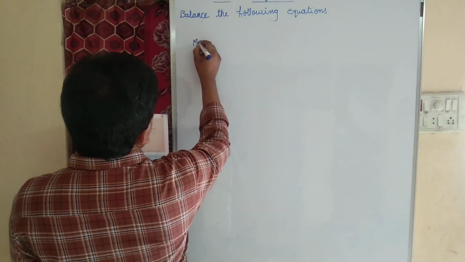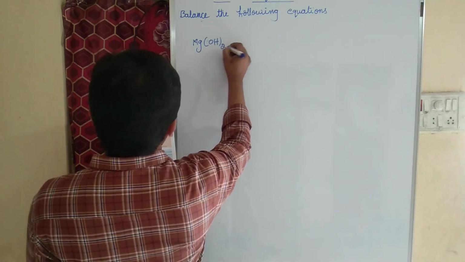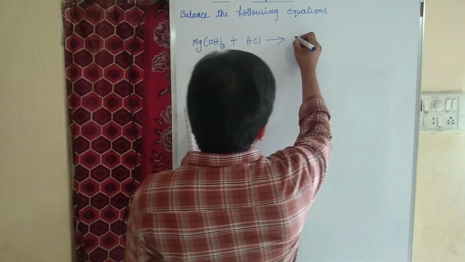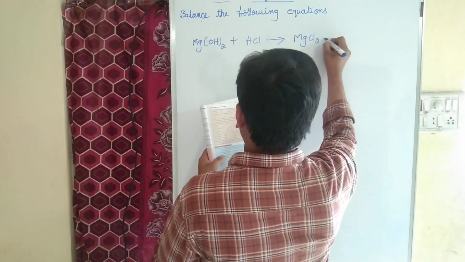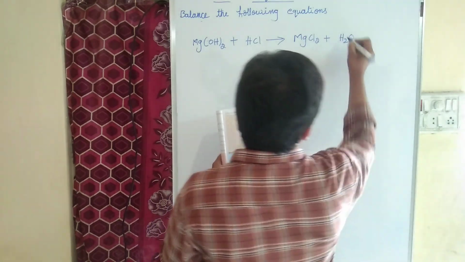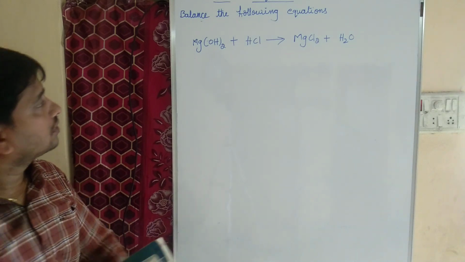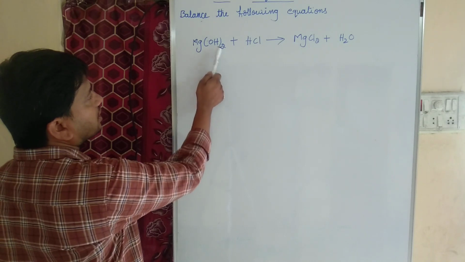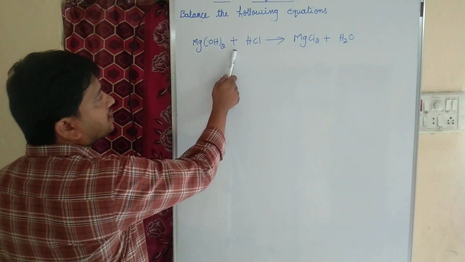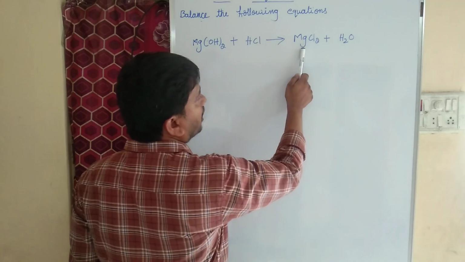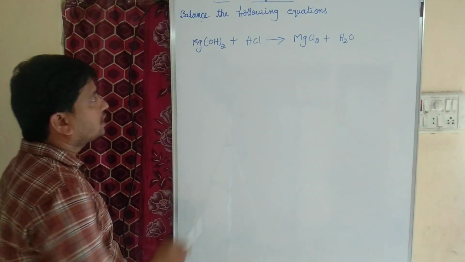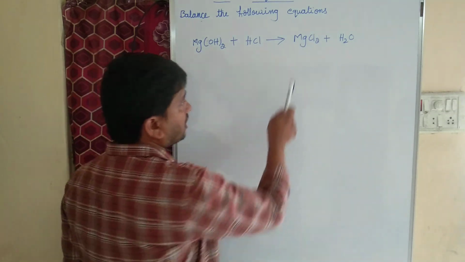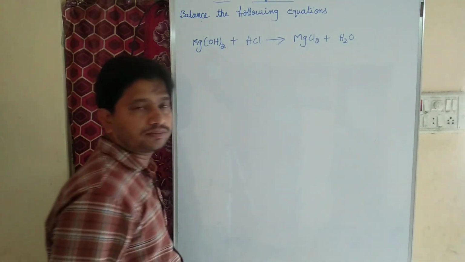For example, magnesium hydroxide, Mg(OH)2, plus hydrochloric acid, HCl, gives rise to magnesium chloride, MgCl2, plus water, H2O. How to write this? Mg(OH)2 plus HCl gives rise to MgCl2 plus H2O. This is magnesium hydroxide and this is hydrochloric acid. It gives rise to magnesium chloride plus water.